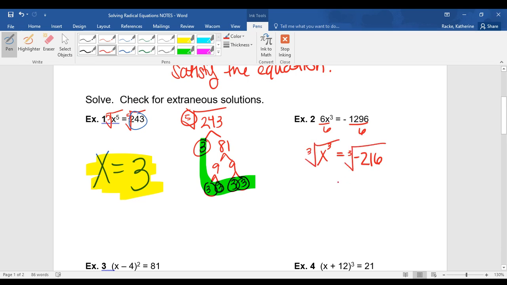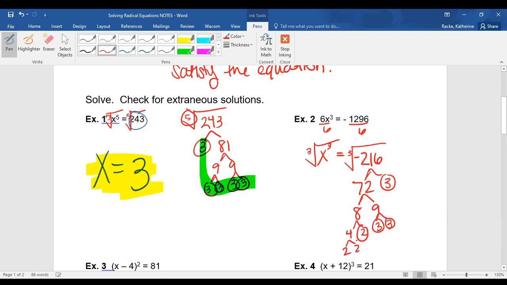Now to get rid of x cubed, I need to cube root it, okay? Just like to get rid of a squared, we square root it. It's the same kind of thing. To get rid of a cubed, we cube root it. So if I cube root 216, that would break down into 72 and 3. 72 breaks down into 8 and 9. 9 breaks down into 3 and 3. 8 breaks down into 4 and 2.